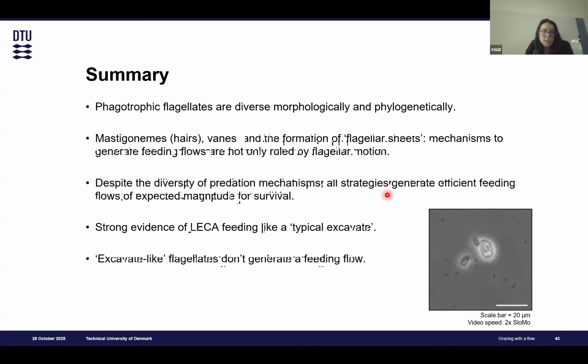And then, studying these newer flagellates that are preying on other flagellates, we see that the fact that they have a different function might be giving stronger evidence that Lika was more like a typical excavate and might have been feeding like one. So, that's about it. Thank you very much.